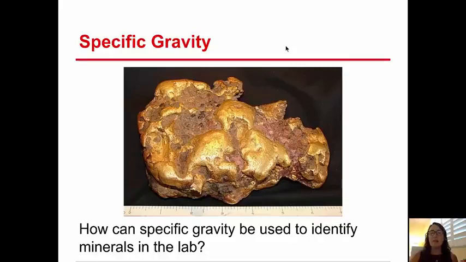And finally, specific gravity. If you pick up a mineral specimen, does it feel about as heavy as you would expect it to feel? Is it heavier or is it lighter? In some cases, like the case of this gold or in the case of maybe barite, specific gravities can help us to determine what the mineral is.